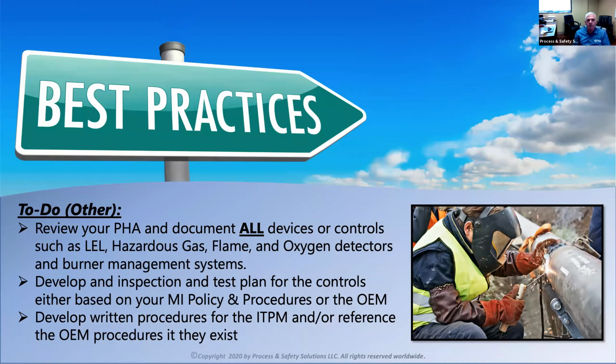Another item is to review your PHA and document all devices or controls such as LEL, hazardous gas, flammable, and oxygen detectors, and burner management systems. Every one of these would have to be tested and inspected. What is a burner management system? Most facilities will have one. It doesn't matter if you're oil and gas, petrochemical, even some ammonia refrigeration facilities have boilers. Those boilers have burner management systems on them that need to be tested and inspected, especially if those boilers are in close proximity to your ammonia refrigeration equipment.